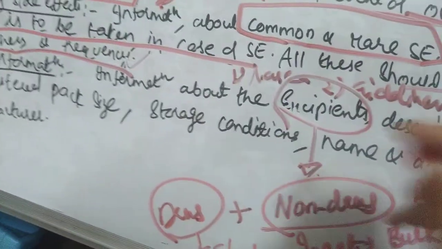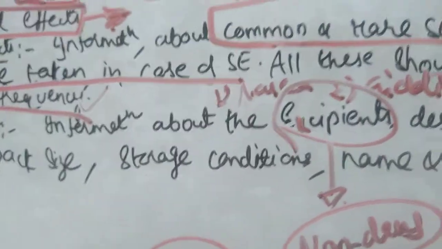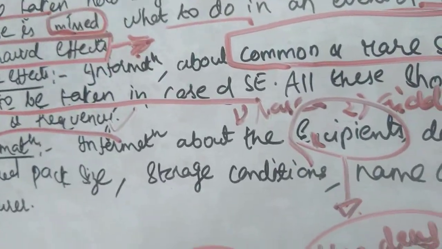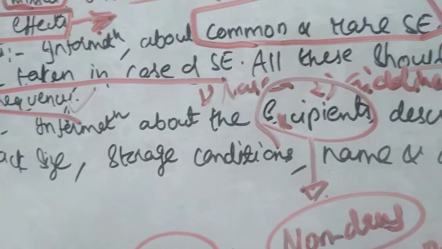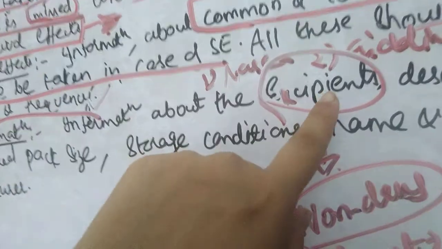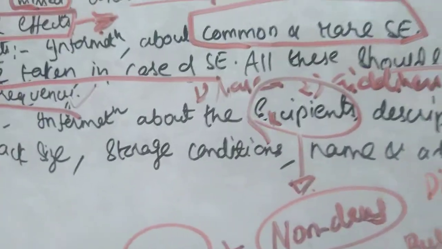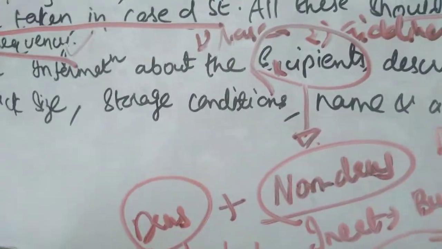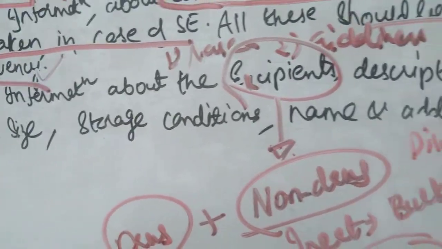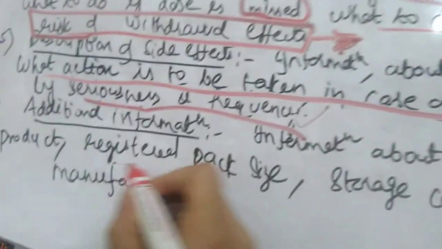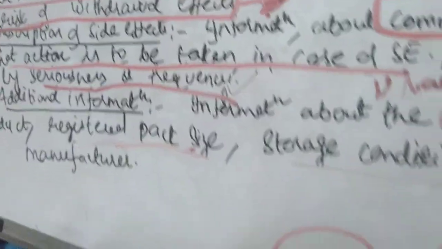The excipients vary in each kind of dosage form. The excipients used in tablets vary from those used in capsules, and the excipients used in liquid dosage forms vary from those used in solid dosage forms. So the information about what excipients are used in formulating that particular type of dosage form should be listed. And then the description of the product, registered pack size, and storage conditions. The storage conditions should be listed, with where it should be stored: in a cool and dry place away from direct sunlight. That all needs to be mentioned.